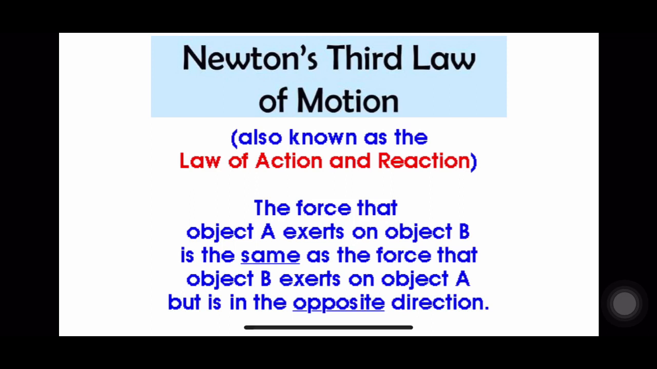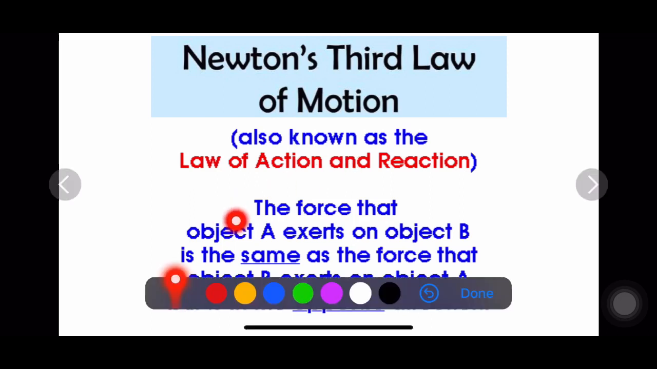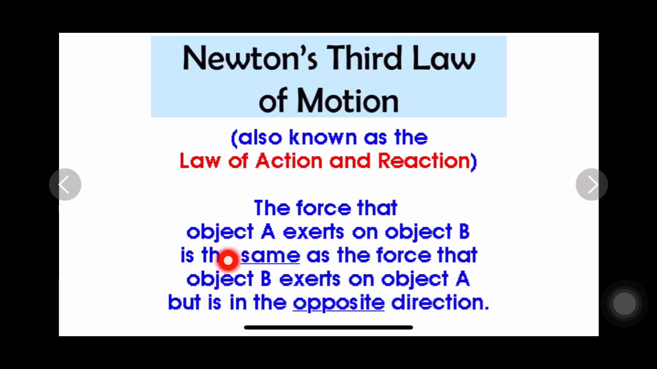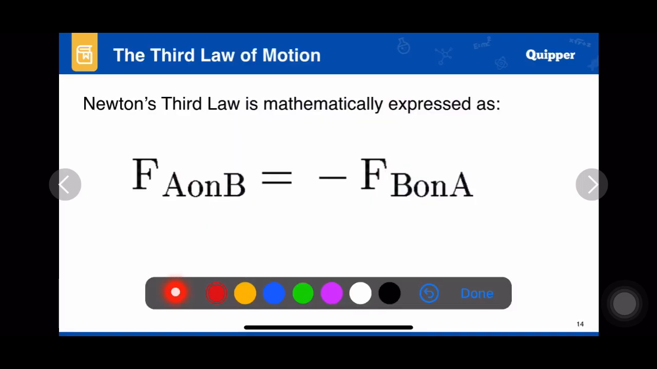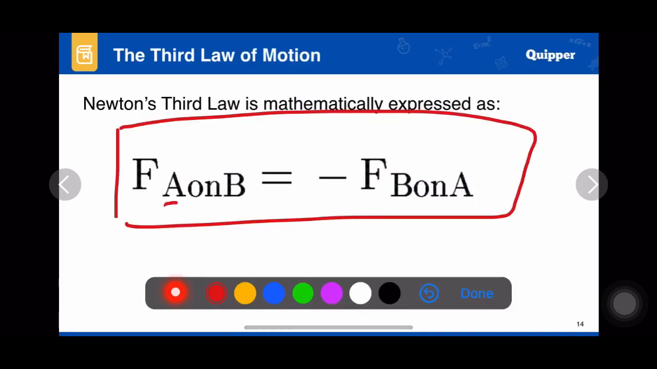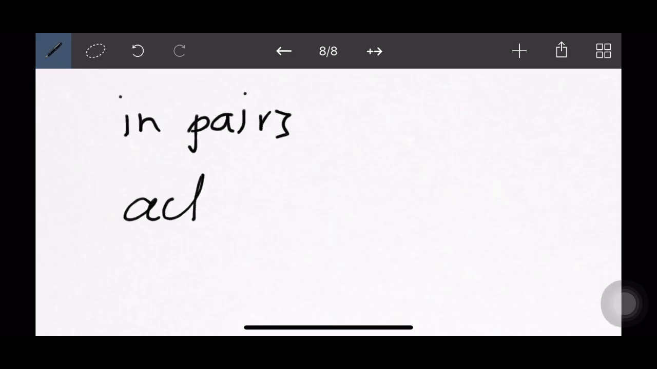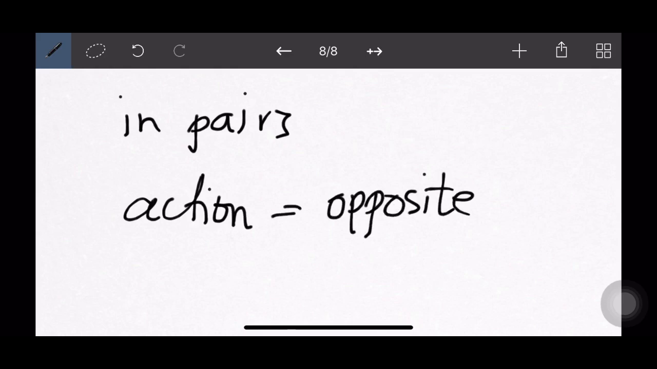Let's go to Newton's third law. This is also called the law of action-reaction. It states that the force that object A exerts on object B is the same as the force that object B exerts on object A, but in the opposite direction. To mathematically express the third law, we have the force exerted by object A on object B is equal to the opposite force exerted by object B on object A. Actually, the third law happens in pairs. So the action is equal to the opposite reaction.